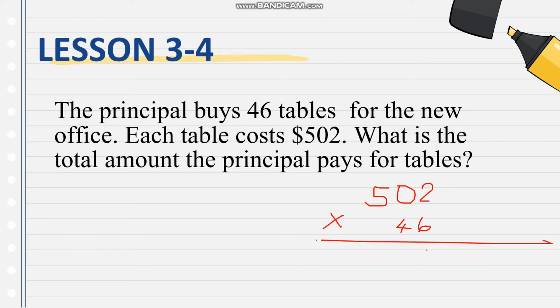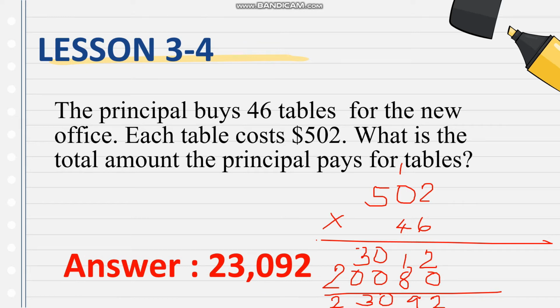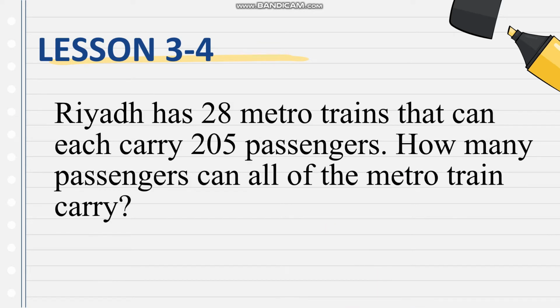So 6 times 2 is 12, regroup 1. 6 times 0 is 0, plus 1 is 1. 6 times 5 is 30. Then we need to put 0 before multiplying the second digit. 4 times 2 is 8. 4 times 0 is 0. And 4 times 5 is 20. Then let's add. This is 2, 9, 0, 3, and 2. So the answer is 23,092. Next, Riyadh has 28 metro trains that can each carry 205 passengers.